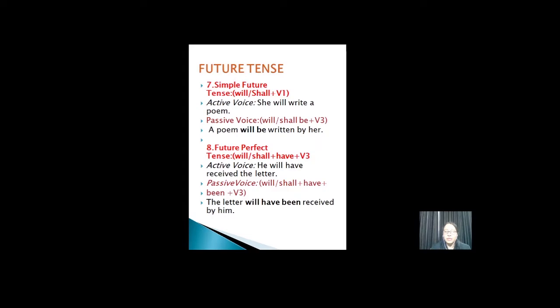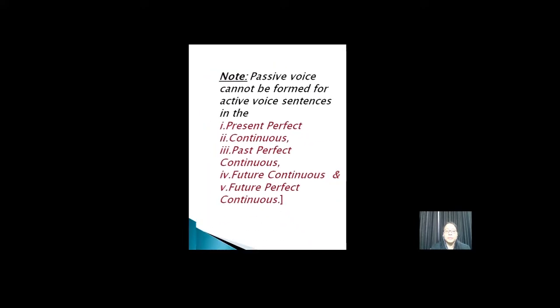Future perfect: will, shall again the same, plus have plus V3. Active voice: he will have received the letter. Passive voice: will have, shall have plus been plus V3. The letter will have been received by him.